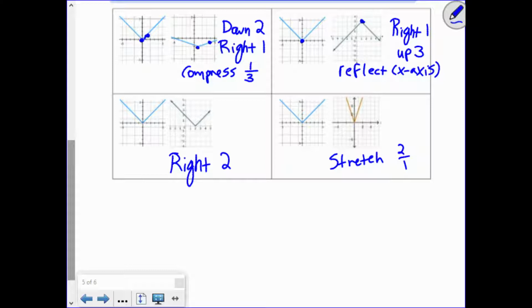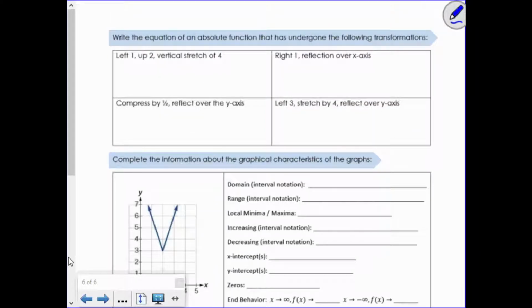Did it do anything else? Up, down, left? Okay. That's it for that one. So you guys need to be able to recognize transformations both from the function and from the picture and be able to write them down coherently. Alright, so we're going to do something also that we did in Unit 0. I'm going to give you the transformations that I would like you to write the equation.